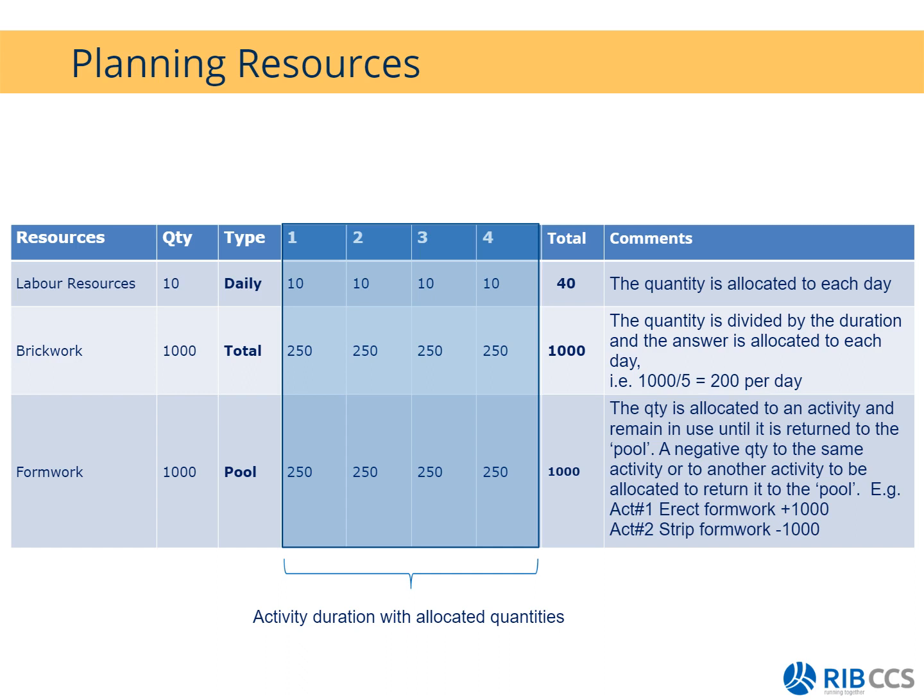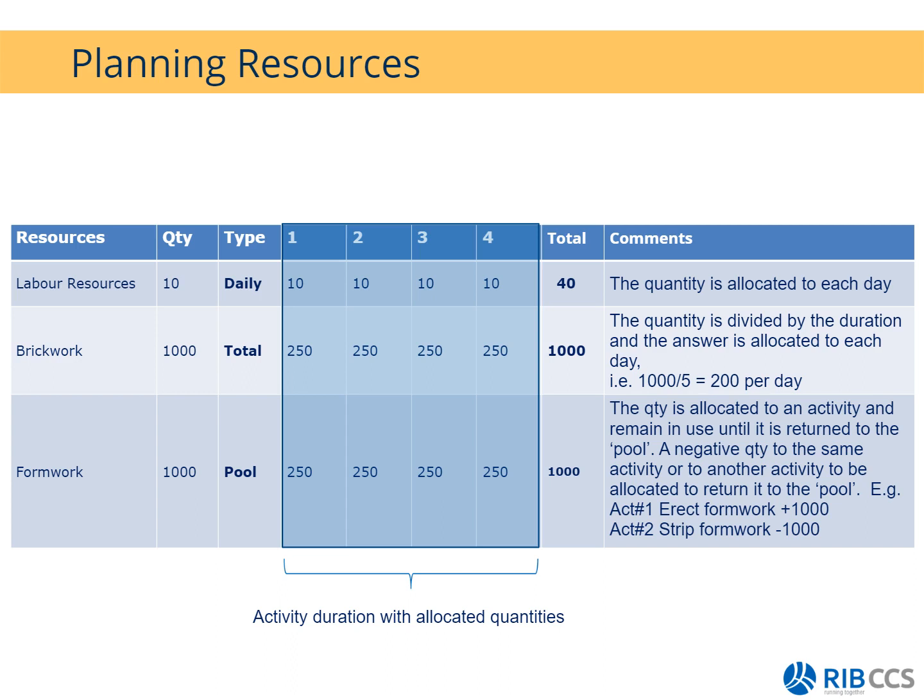If my activity is running for a 4-day duration, that means it will be a total of 10 allocated for each and every day. That means at the end of this 4-day duration, I would have made use of 40 man hours or 40 man days or whatever the case is.